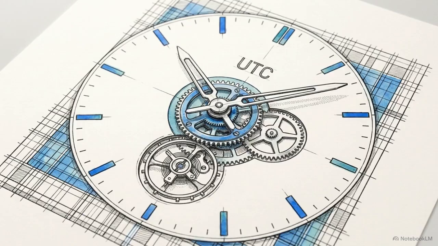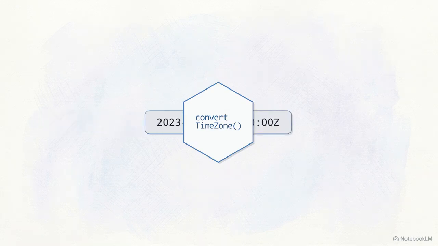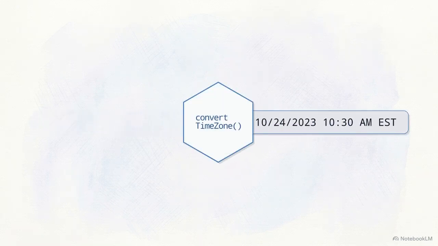Power Automate executes and records time strictly in Coordinated Universal Time, or UTC. Using the raw UTC now function without conversion often results in dates being recorded a day early or late, depending on the local business time zone. The convert time zone function shifts the raw UTC input to a specific destination, such as Eastern Standard Time.